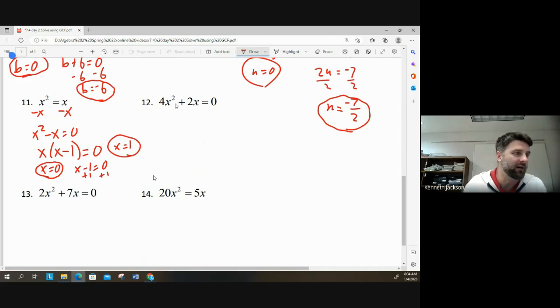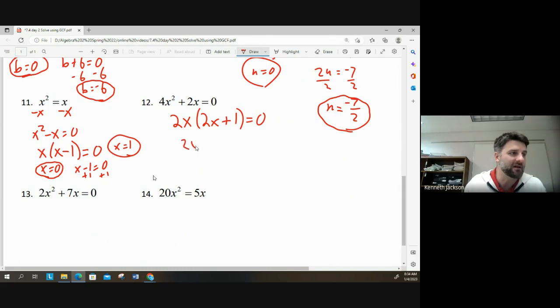Last one, number 12. Again, I have a quadratic equation. To solve this, I can factor out a GCF. The GCF between 4 and 2 is 2. Between x squared and x would be x. The GCF is 2x. Now I need to work backwards. What times 2x is 4x squared? Well, that'd be 2x. Plus, because it's a plus sign. What times 2x is 2x? Well, that would be 1. 2x times 1 is 2x.